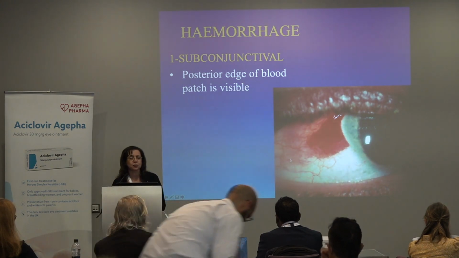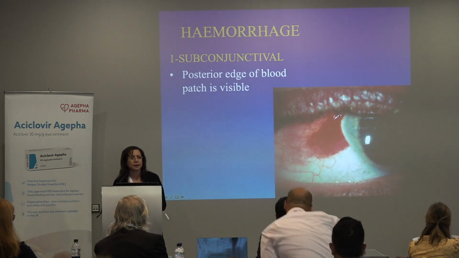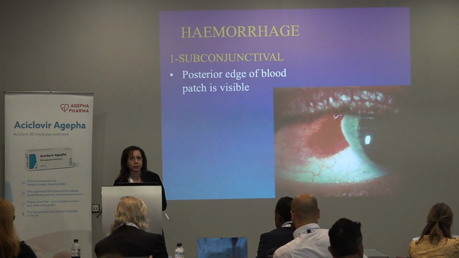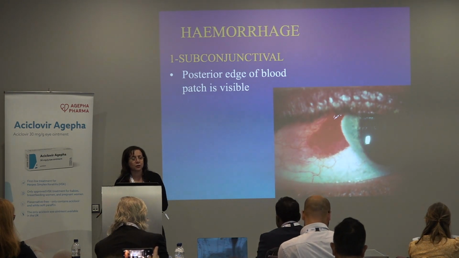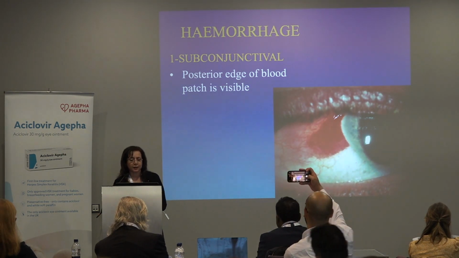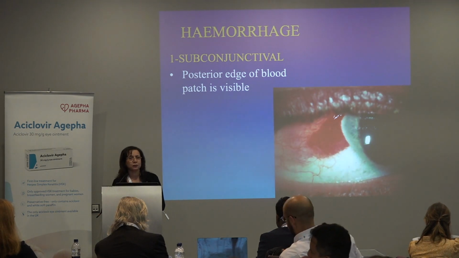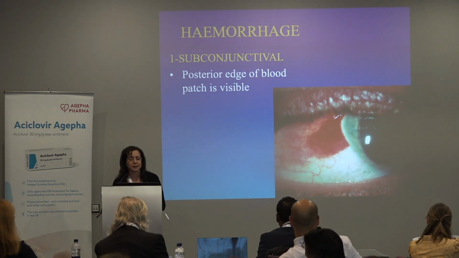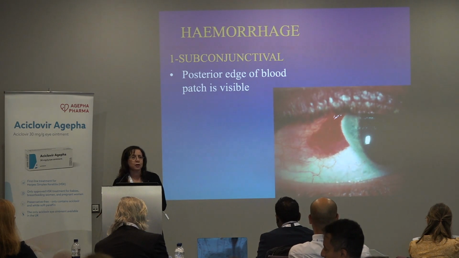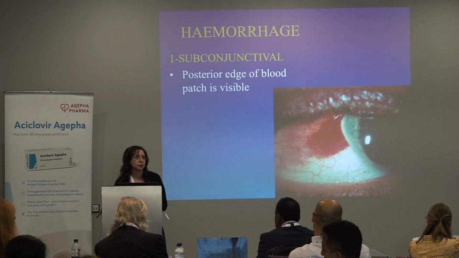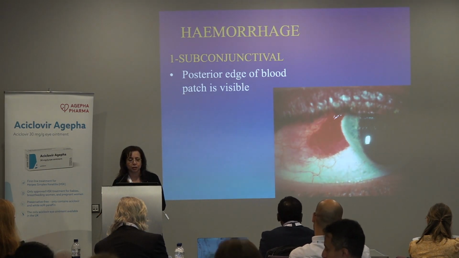So you want to really ask your patient 3 questions. Have they had any trauma? Are they on blood thinners? And are they on blood pressure tablets? If they are on blood thinners, you really need to inform the GP, because just as they can get a subconjunctival hemorrhage, they can get hemorrhage elsewhere in the body, so the GP needs to tweak their medications.